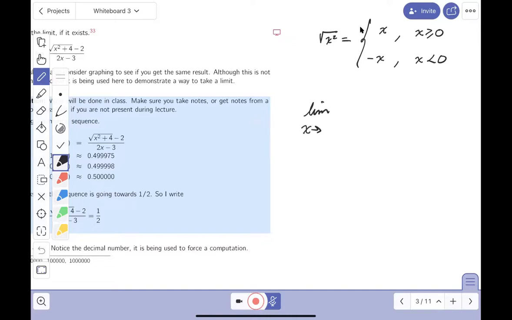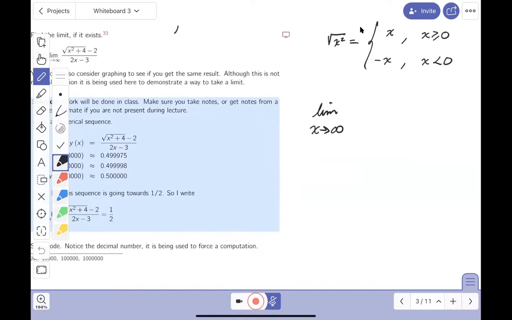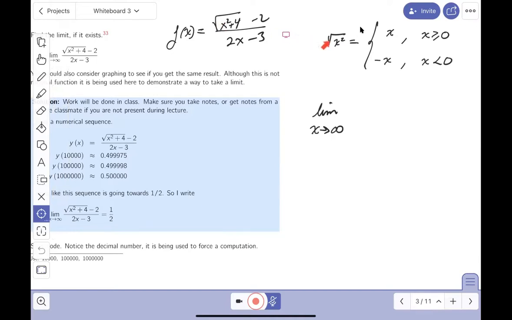As x goes towards infinity, again, I want to point out what f of x is: the square root of x squared plus 4 minus 2 over 2x minus 3. And this is tough. I'm not saying it's easier for students to do. But, which one am I looking at? And what I mean by this, which one am I looking at over here? I'm going to say I'm looking at this one. And why is that? We're going towards plus infinity. So it's got to be in this thing over here.